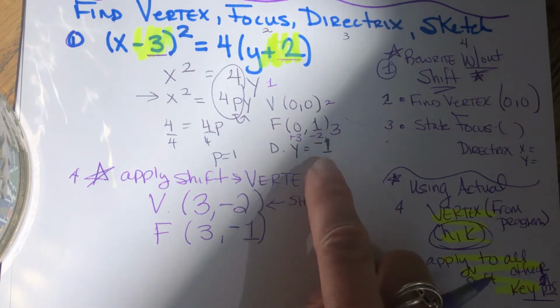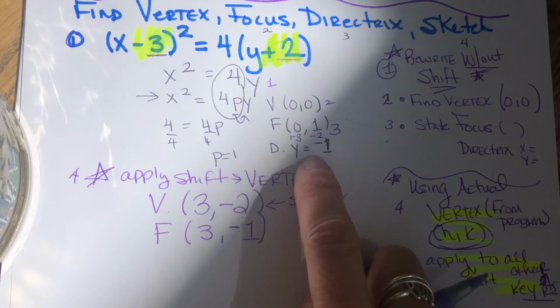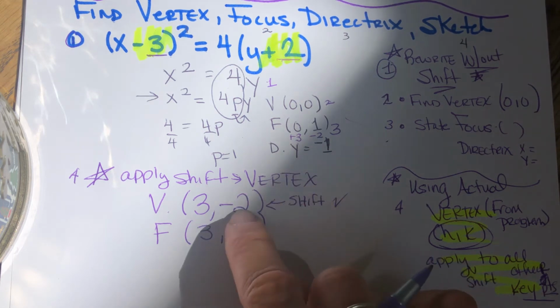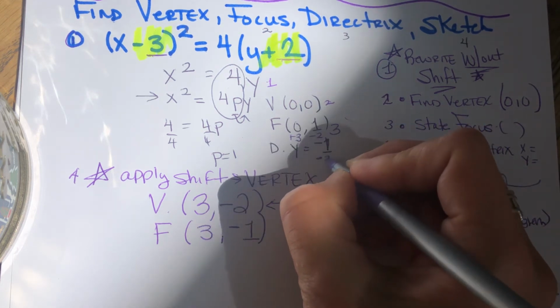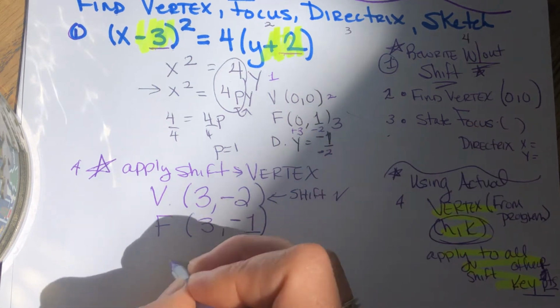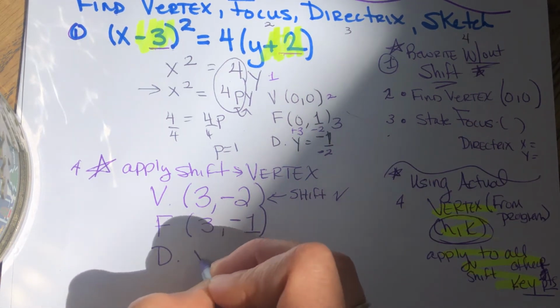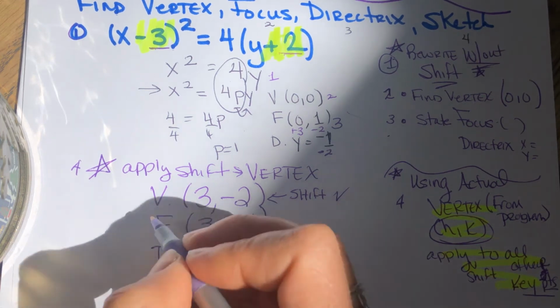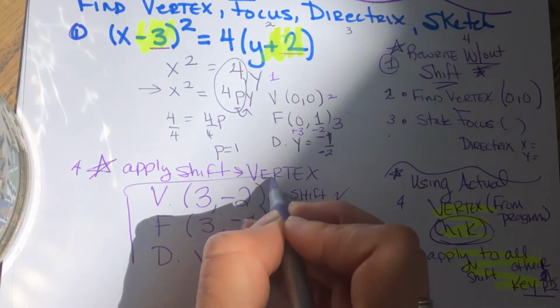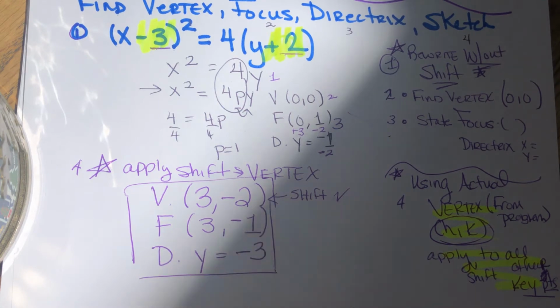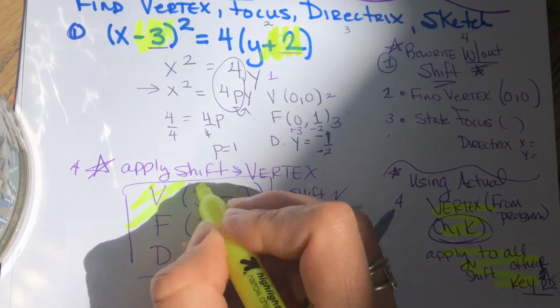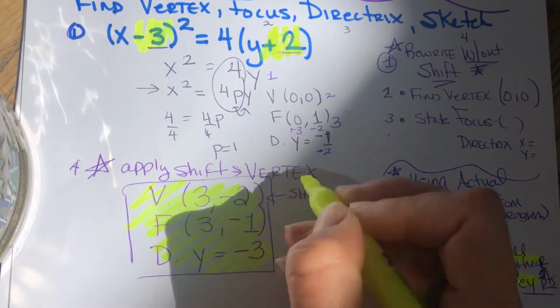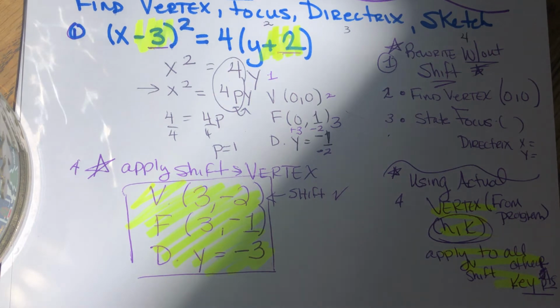Now, here's the hard part people do. Y. It's not really that hard, but people mess up. The Y, I want the Y coordinate. So the Y coordinate is the -2. So you're minusing 2 from here. So that means my directrix is Y equals -3. And there you go, you're done. This is your answer, not this. Everything stems from the shift. Do your original and then apply your shift.